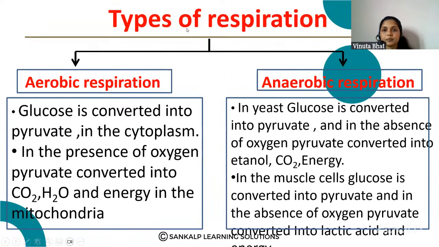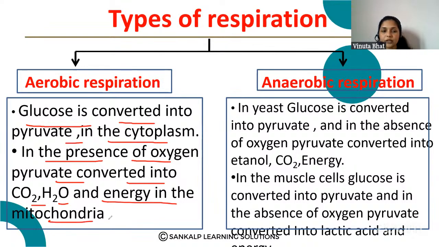Yes. In aerobic respiration, glucose is converted into pyruvate in the cytoplasm, and in the presence of oxygen, pyruvate is converted into carbon dioxide, water, and energy in the mitochondria. The first step is in the cytoplasm, and the products formed are carbon dioxide, water, and energy, in the mitochondria. In anaerobic respiration, glucose is converted into pyruvate, but in the absence of oxygen, it is converted into ethanol, carbon dioxide, and energy in yeast.